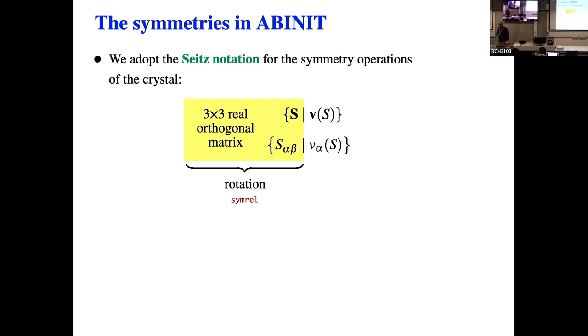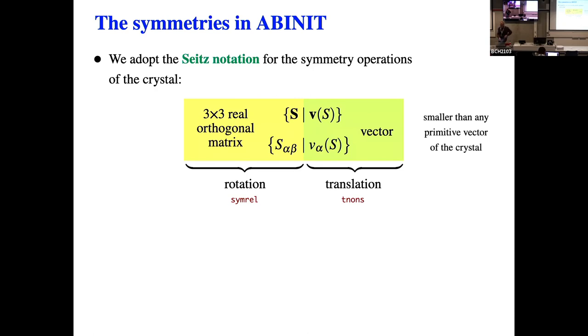So if you want to specify the symmetry yourself and force the symmetry, one way to do so is to give each of the symmetry operations of the system that you want to enforce. So you need to specify the rotation and the name of the variable. The name of an input variable in Abinit is symrel. So that's this rotation here. And then you have the translation, which are labeled tnons here, okay? So this is for the screw symmetry operation or for the glide planes that you have in some of the systems. And remember that this vector here needs to be smaller than a primitive unit cell.